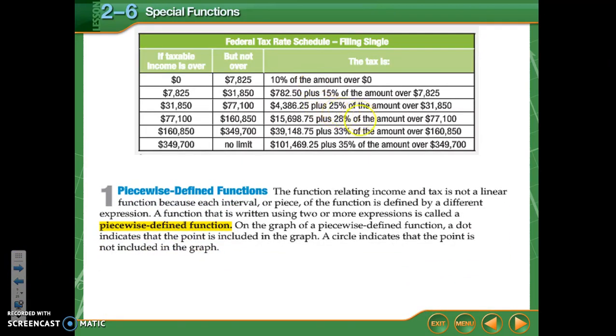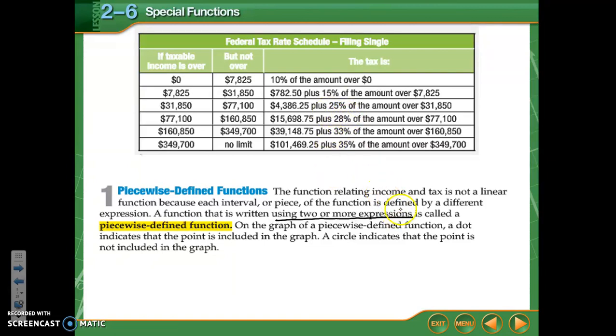A piecewise defined function, like it says here, is a function that is written using two or more expressions. It's called a piecewise defined function. So if we look up here, this is a federal tax rate schedule. This is not a linear function because each piece is defined by a different expression. So here there's 15%, 10%, 25%, 28%. So it's not the same all the way along. Each interval, if we could say that, would need a different kind of expression to define that piece of the graph. That's why these are called piecewise defined functions.